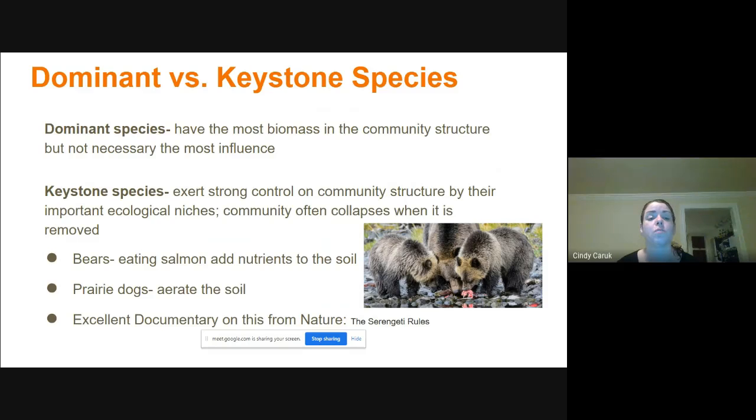So bears, they're really important. They eat salmon, and that's going to add those nutrients back into the soil. That completely changes the environment there, makes it much healthier. Prairie dogs, they aerate the soil, and they actually keep down the brush and the undergrowth.